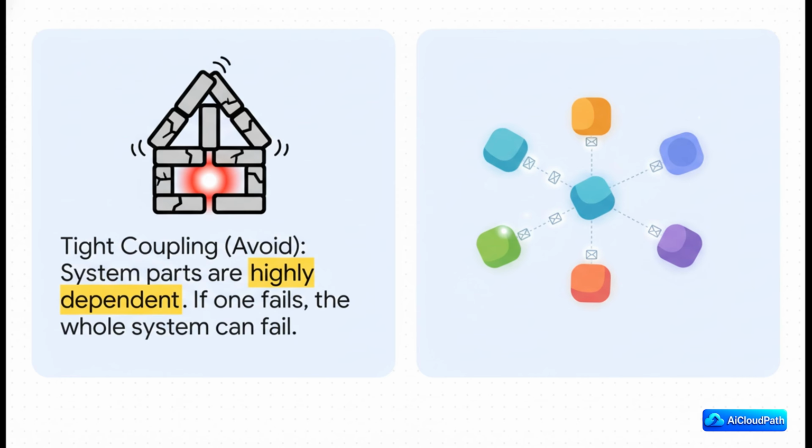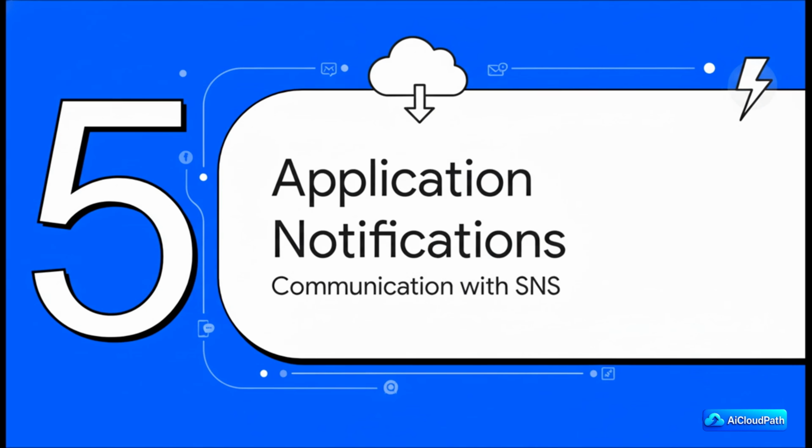What you really want is on the right, loose coupling. Here, the components can all operate independently. This makes your application way more resilient and easier to scale. So, if our components are all loosely coupled and independent, how in the world do they talk to each other?